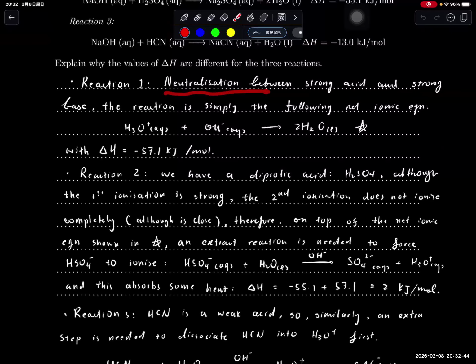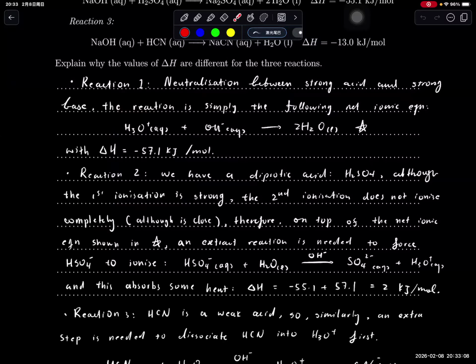Reaction 1, neutralization between strong and strong. This reaction is simply the net ionic equation we went through in class, so it's always negative 57.1 kilojoules per mole. Reaction 2, we have a diprotic acid H2SO4. Although the first ionization is strong, the second ionization does not ionize completely. It is very close though, it's about 98% or something last time I checked. But it's not a strong acid.